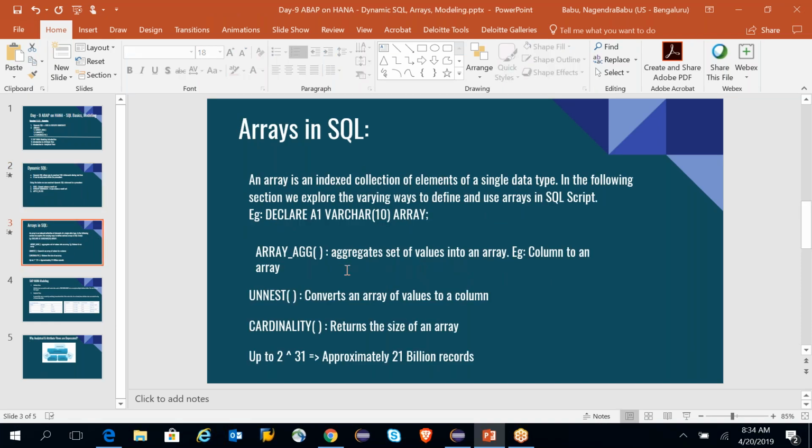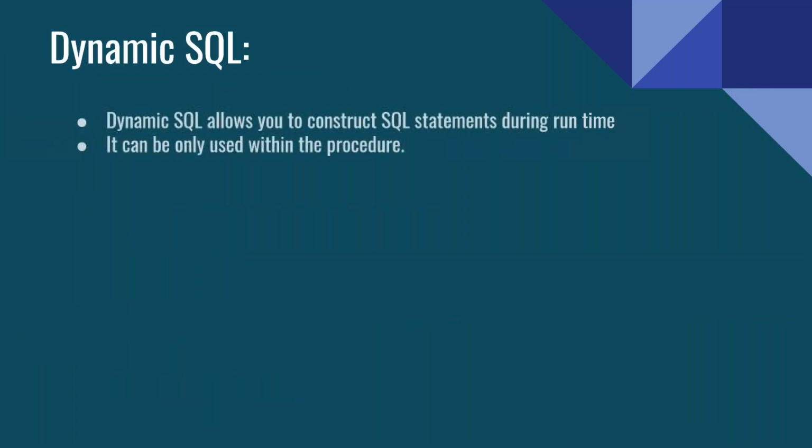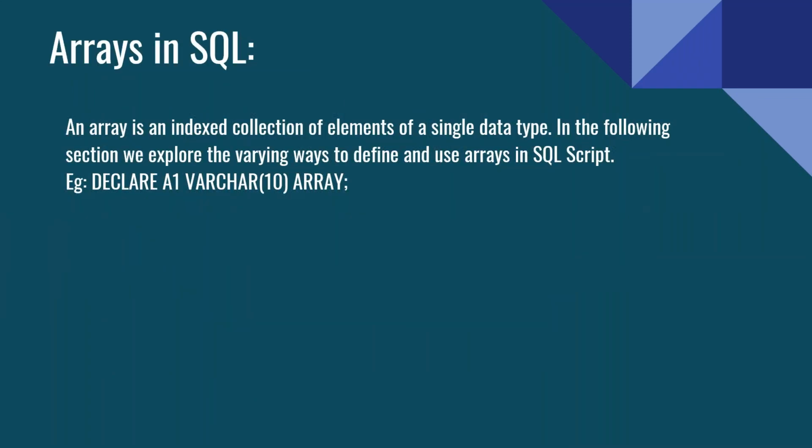So the next topic is arrays in SQL. What is an array exactly? An array is an indexed collection of a single data type. What is a collection of a single data type? If you want to store a particular set of values which belong to the same data type, suppose I have 10 integers and I would like to store them in a single array. All the numbers are of data type integer, so this is a collection of the same data type, and I can store them in a single array.